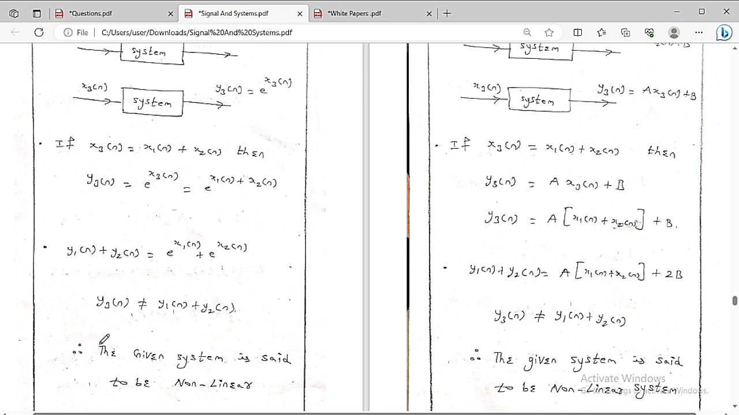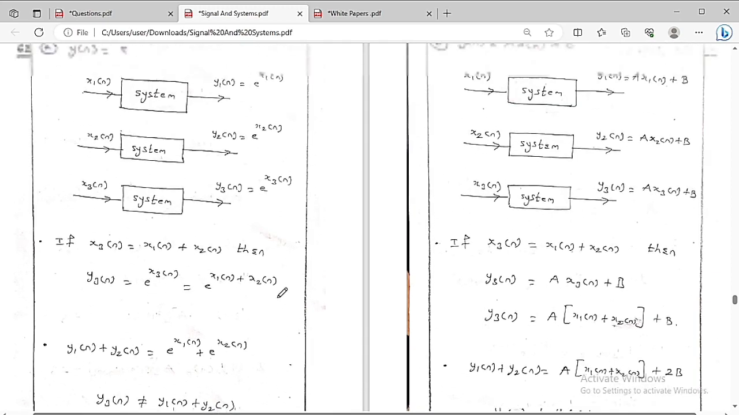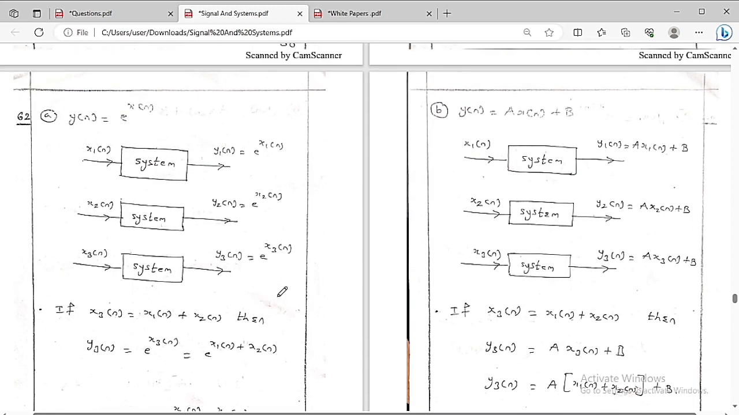So therefore, as y3 of n is not equal to y1 of n plus y2 of n, the given system is said to be non-linear. See, whenever the new input is the summation of the two previous inputs, and the new output is the summation of the two previous outputs, then only can we say the given system is a linear system. Otherwise, it is said to be a non-linear system. So therefore, we can say system A is a non-linear system.